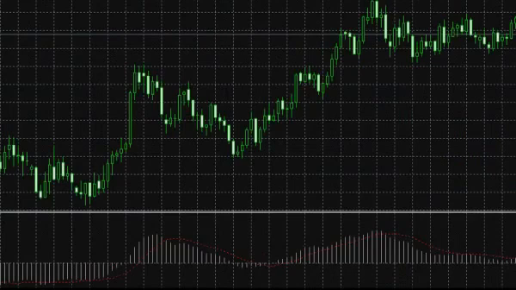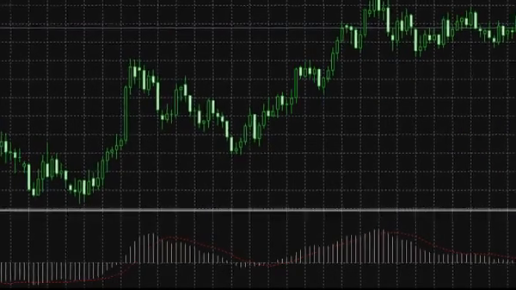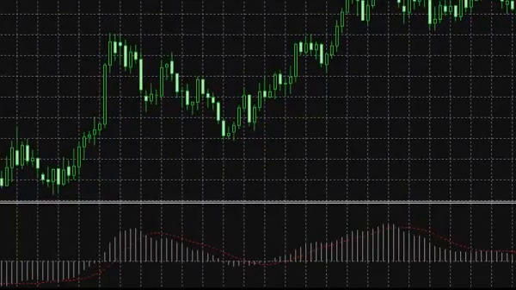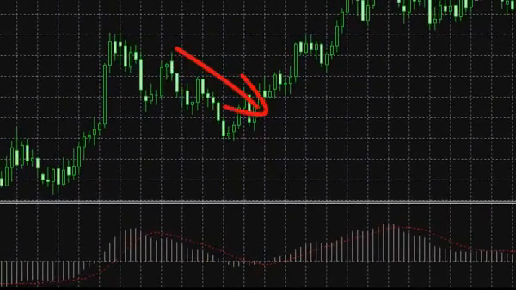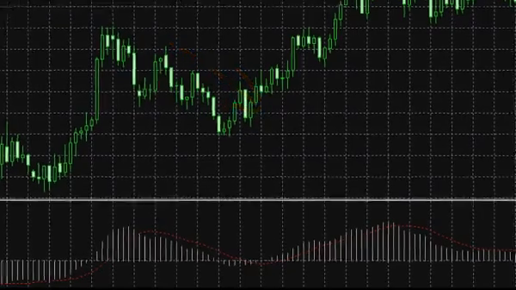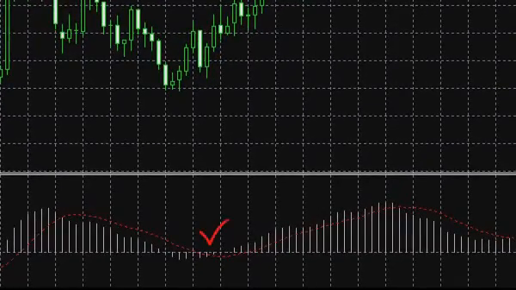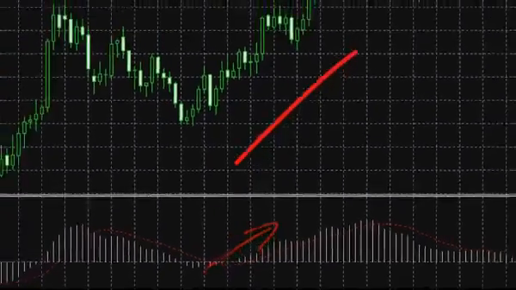The next signal type generated by MACD is the signal line crossing with the histogram counter. When the histogram crosses the signal line top-down, it gives a sell signal. When the histogram crosses the signal line bottom-up, it gives a buy signal.